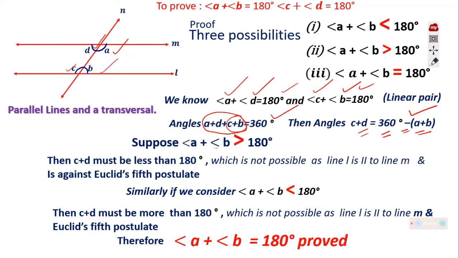So this indirect way of proving is required to prove that angles formed on the same side of the transversal are supplementary if the lines are parallel. If the lines are parallel, the angles formed on the same side of the transversal are supplementary, or equal to 180. In that case the lines will be parallel. We can say vice versa also.